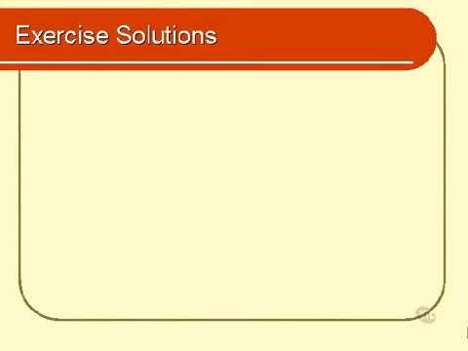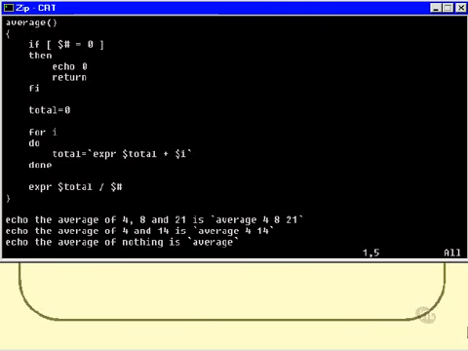Here are the solutions to the exercises in Chapter 8. Firstly, the average function. Okay, so here's the start of the function. Now the very first thing we have to do is test whether they supplied any parameters at all. Now the easiest way to do that is test whether $# is equal to 0.